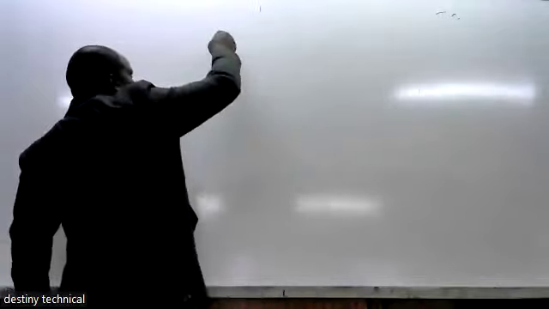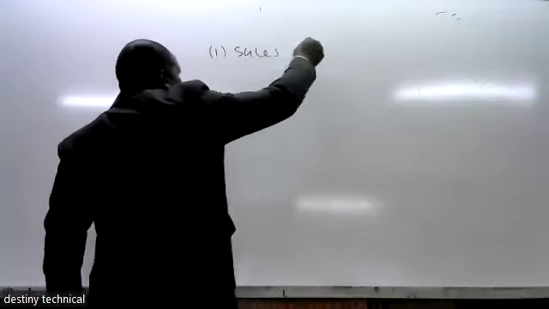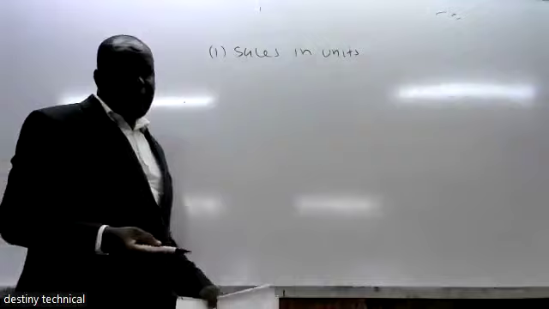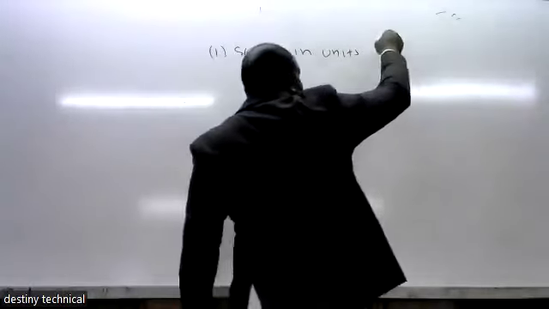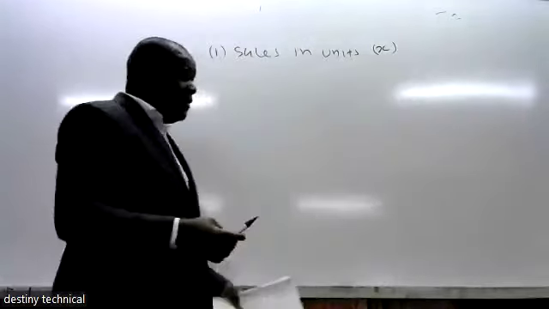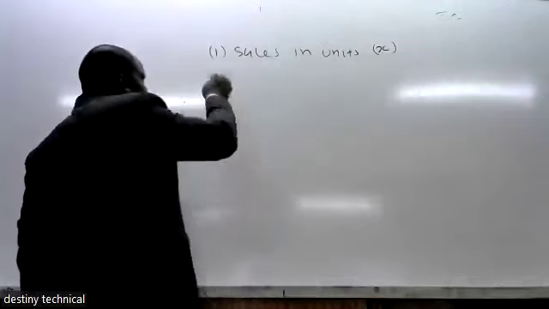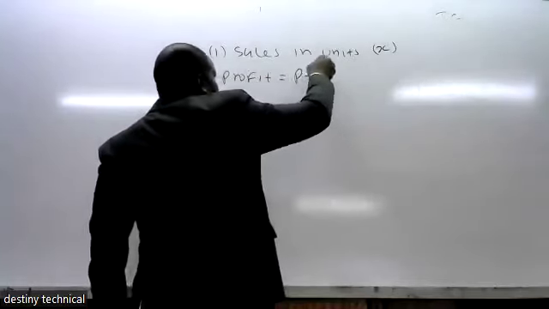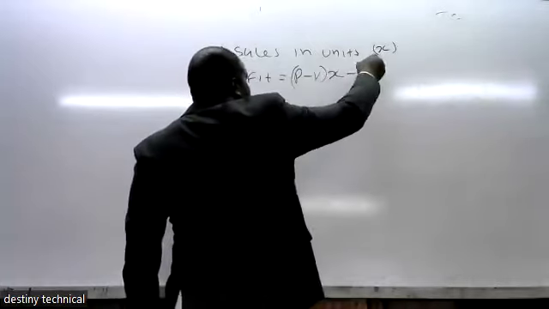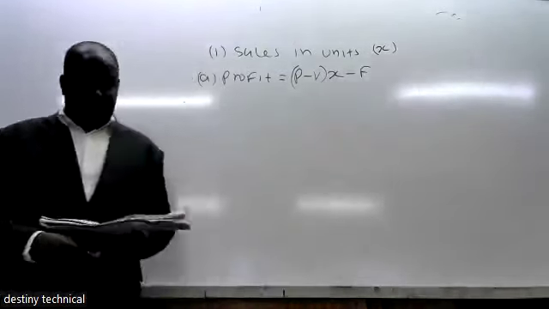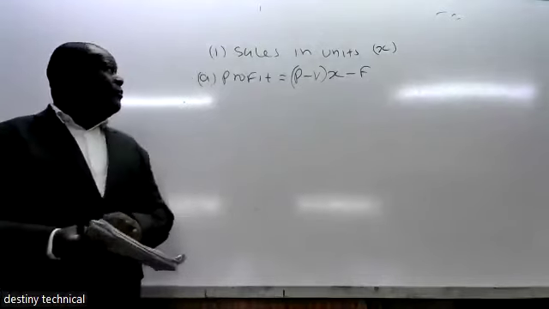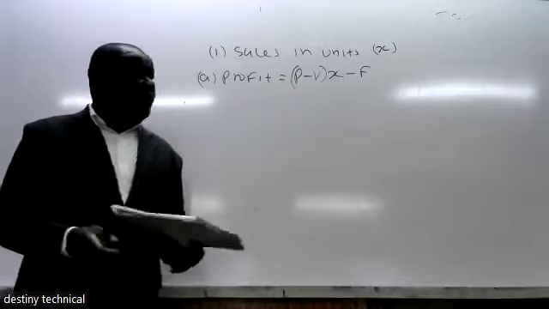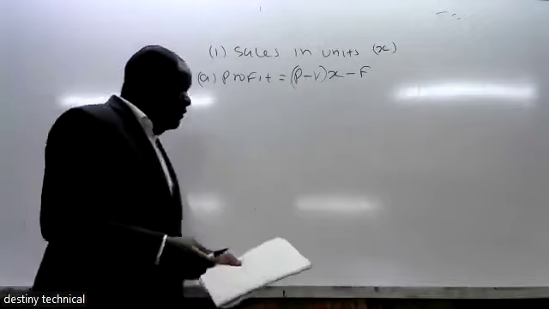So we start with number one. If you are given the sales in units, that's the same as X, and you want to compute the profit, the profit will be equal to P minus V, times X, then we subtract the fixed cost F. So that's how we'll be calculating the profit.